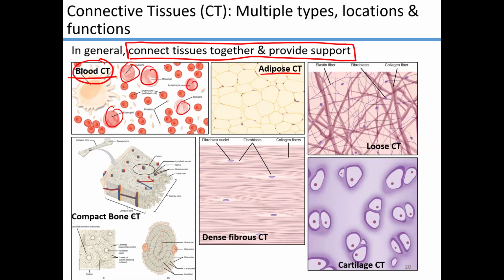Adipose tissue, fat cells, are going to connect things together. We also have loose and dense fibrous connective tissues providing support and that connection. Cartilage, and then compact bone, also providing that connection and that support.